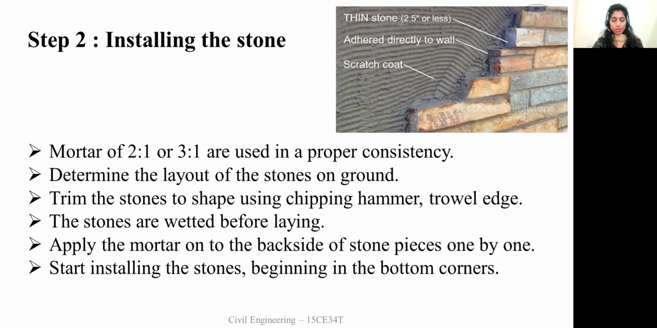Trim the stones to shape using a chipping hammer, trowel ends. The stones are wetted before laying. In all the processes, be it bricks or stone masonry, in construction, the material has to be wet before it is laid. Next, apply the mortar on the backside of the stone pieces one by one and start installing the stones beginning in the bottom corner. One by one, on the backside of each stone, we have to apply mortar. Then you should place it from the bottom, one corner. Okay, bottom.